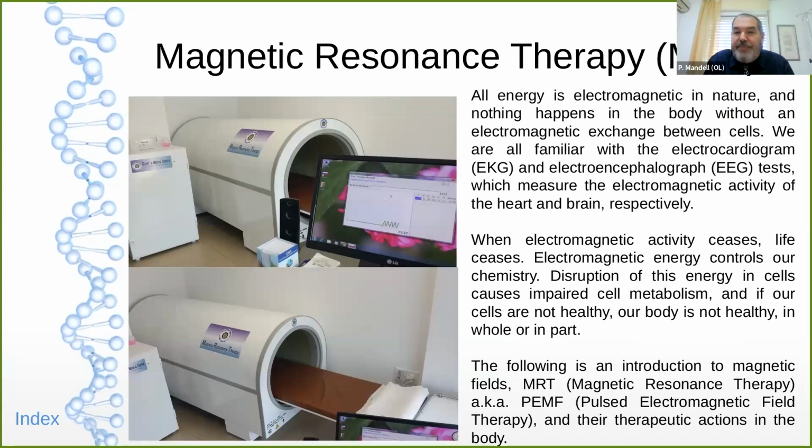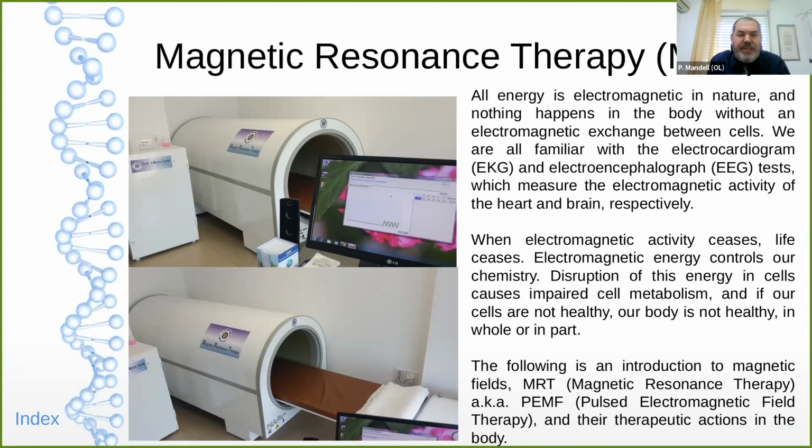Magnetic resonance therapy. All energy is electromagnetic in nature, and nothing happens in the body without electromagnetic exchange between cells. We are all familiar with the electrocardiogram, EKG, and electroencephalograph, EEG tests, which measure the electromagnetic activity of the heart and brain respectively. When electromagnetic activity ceases, life ceases. Electromagnetic energy controls our chemistry. Disruption of this energy in cells causes impaired cell metabolism. And if our cells are not healthy, our body is not healthy in whole or in part.